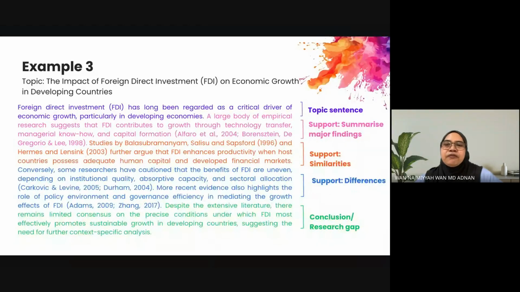So for example, this is your first research question. You are looking at the conditions under which FDI most effectively promotes sustainable growth in developing countries. So you look for these articles in the literature review, you identify this research gap. We don't have enough literature on this. They mention this and this, but not much on how to promote sustainable growth in this area. So that gives you the leverage. This is research gap number 1 that I plan to answer in my research.